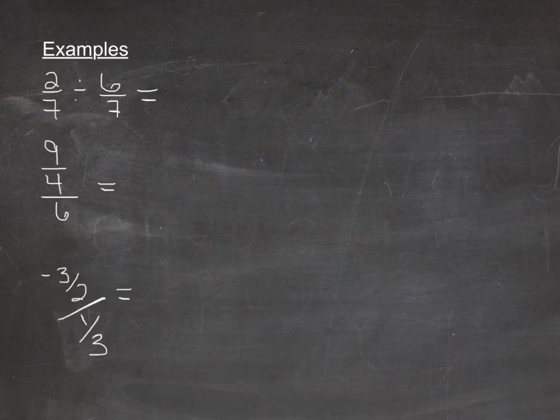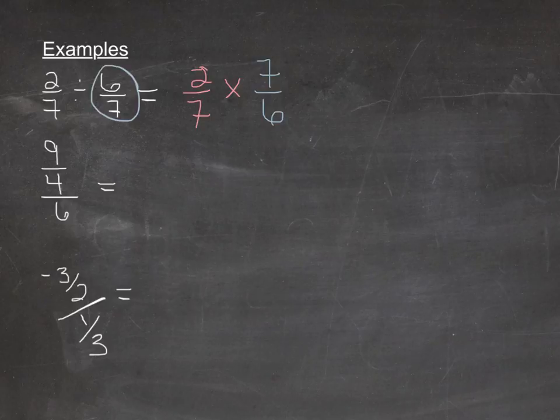Okay, so 2 over 7 divided by 6 over 7. What I do when I'm dividing fractions is I keep the first fraction the same, so 2 over 7, change to multiplication, and then I flip the second fraction. So I take the reciprocal of the second fraction. So now I have 2 over 7 times 7 over 6. So I flip this guy.